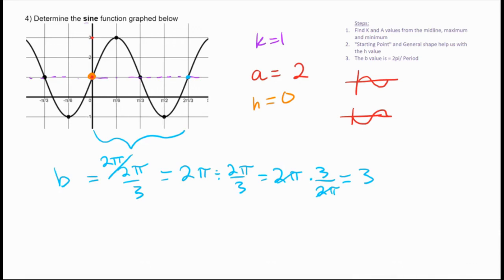Now I have everything I need to write my equation in transformation form. y equals the a value, which is 2. It is a sine function. B value of 3, x minus h, so there's no h value. I could have probably just put 3x in there. And then my k value is 1. That's my equation.